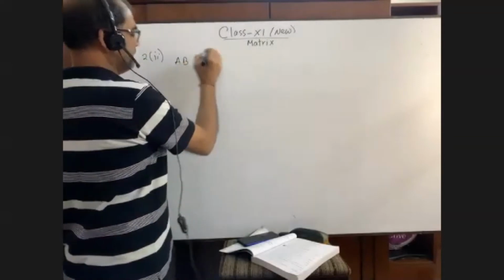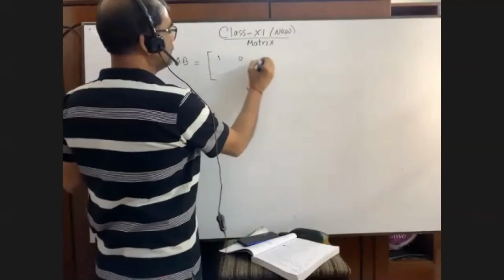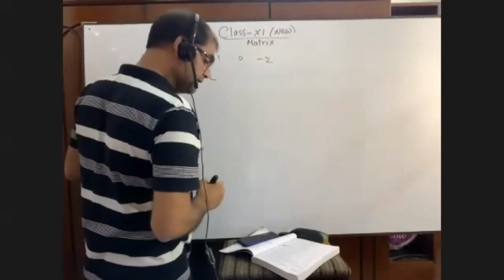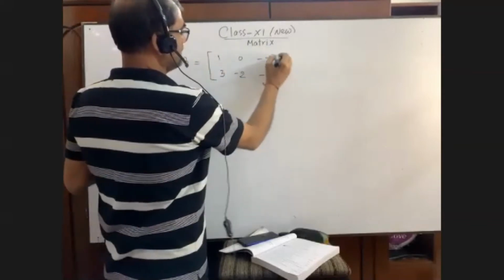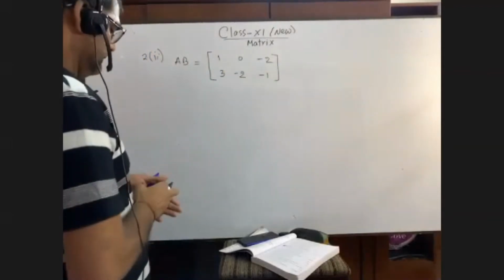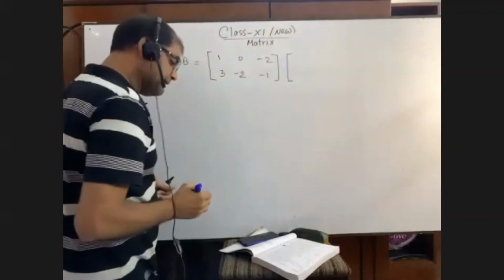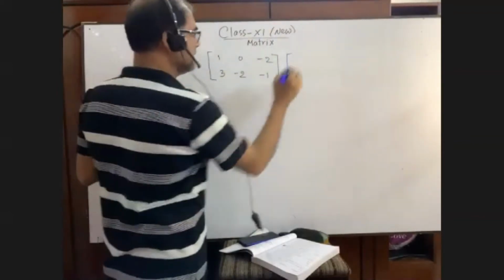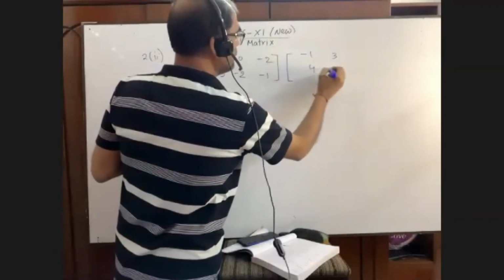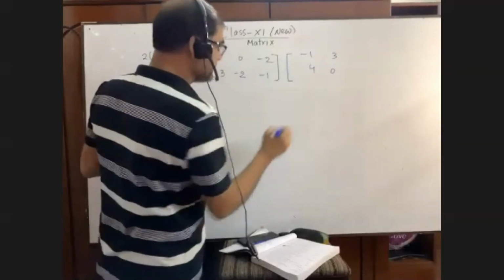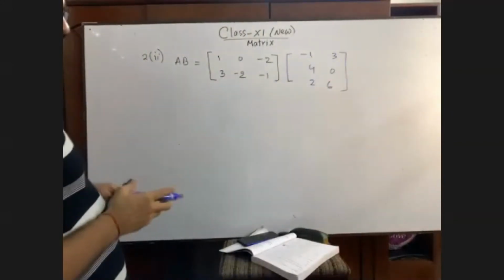This is AB. AB equals to 1, 0, minus 2. Write down 1, 0, minus 2. That's good. 3, minus 2, minus 1. I have written the value of A, and we are going to write down the value of B. B is given in the question: minus 1, 3, minus 1, 3, 4, 0, 4, 0, then it is 2, 6.